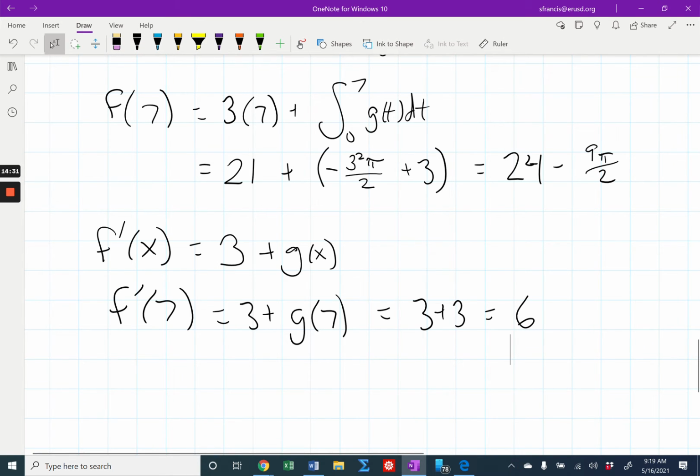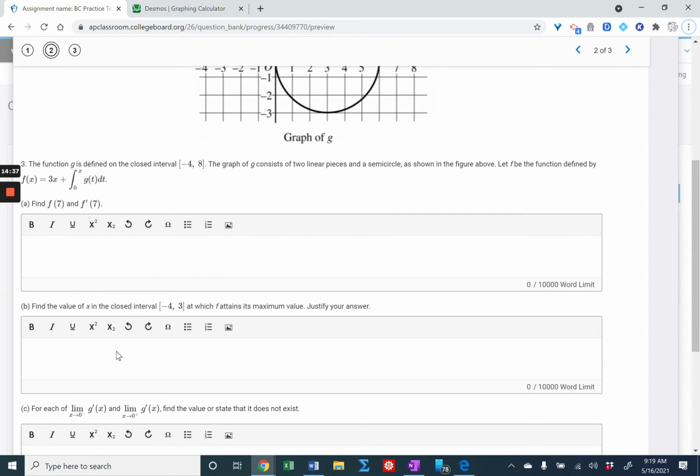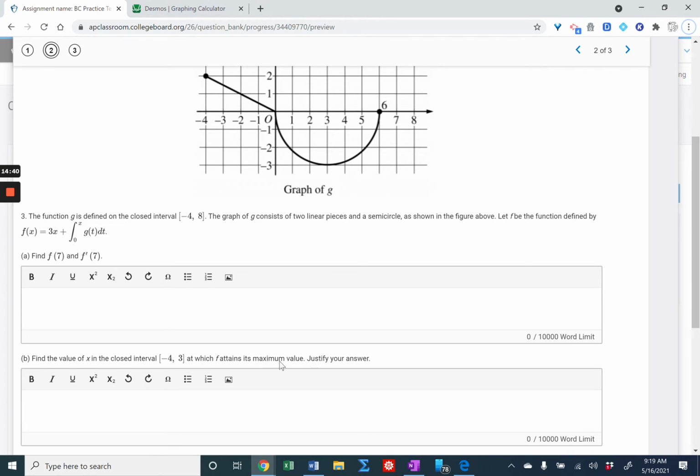So that's part A. For part B, it says find the value of x in the closed interval [-4, 3] at which f attains its maximum value. Some of you went beyond -4, 3. Some of you looked at 8 and 6 and other things. Pay attention to the interval on which they're asking you to do the analysis, because you automatically get it wrong if you're looking in the wrong spot. I mean, you might get some partial credit for some of the work that you do, but by the way, question number 1, part A, was 2 points, 1 point for each piece. B is also a 2-point question, if I'm remembering correctly.